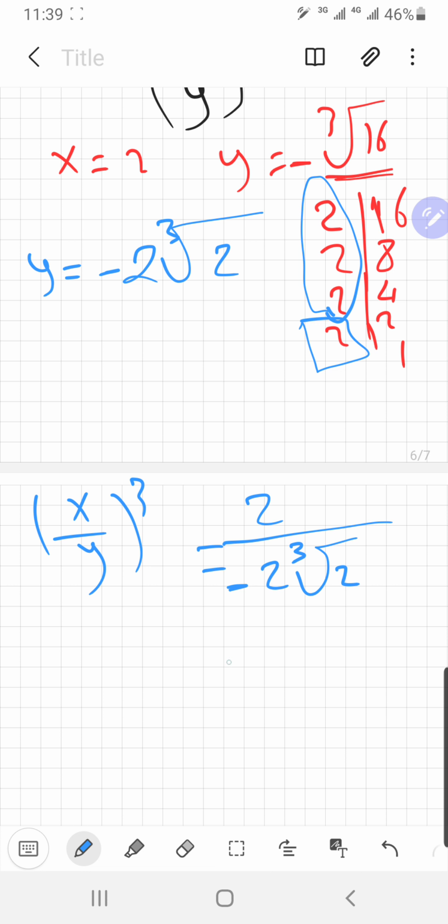This we'll discuss in the class next Sunday inshallah. Can I put a cubic root under the denominator? Yes or no? Next Sunday I will tell you.